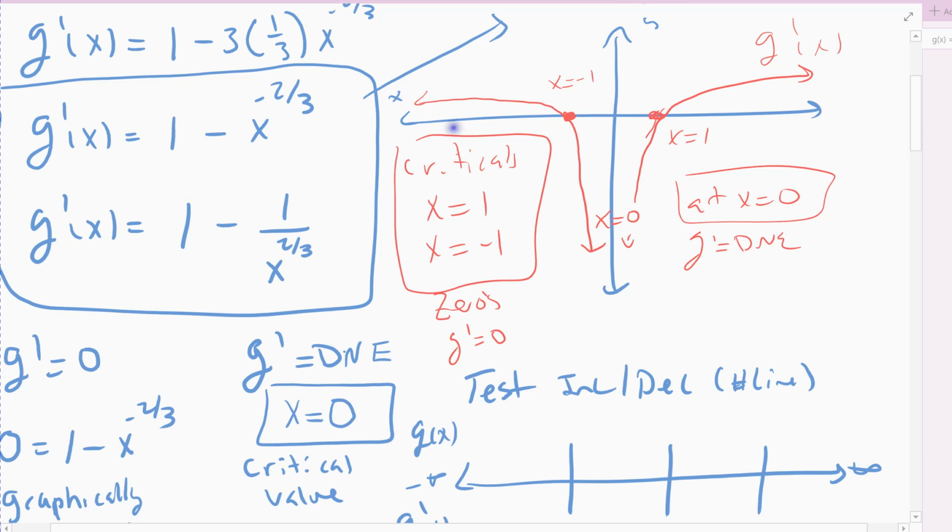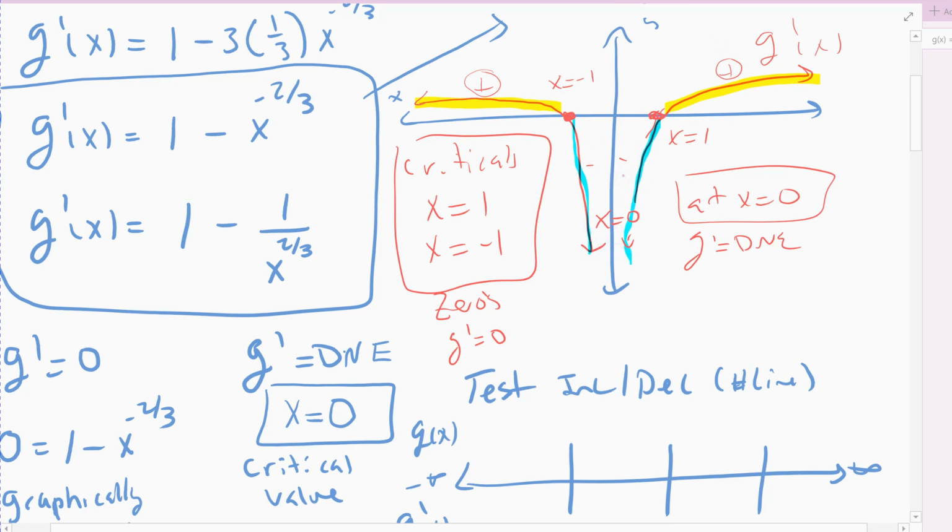And so if I look at my graph here, this piece and this piece that I've highlighted in yellow are where it's positive, right? Because it's above the x-axis. Then this piece and this piece are where it's negative, because it's below the x-axis.